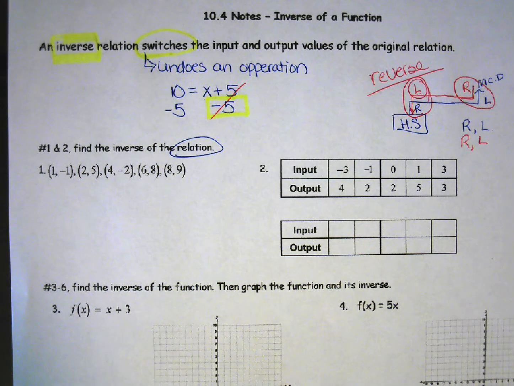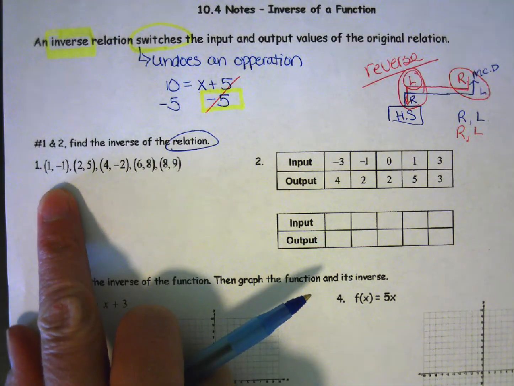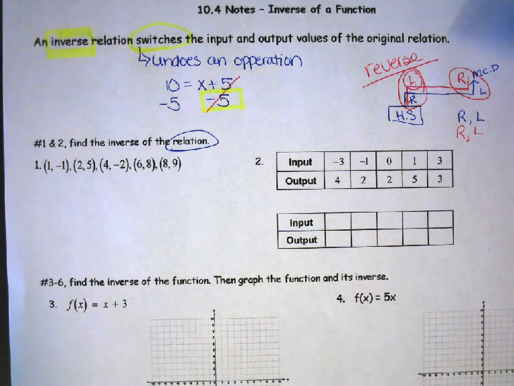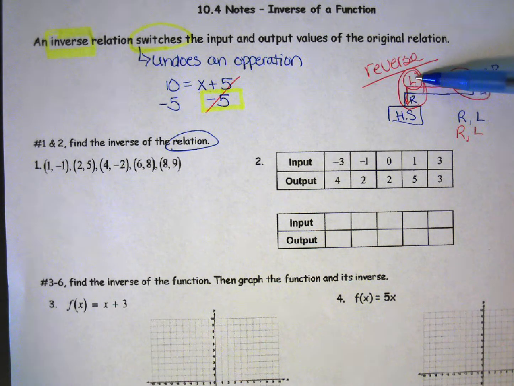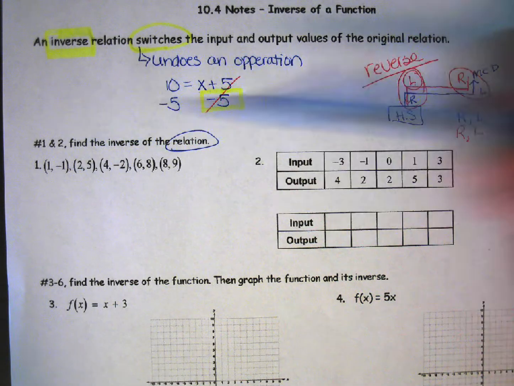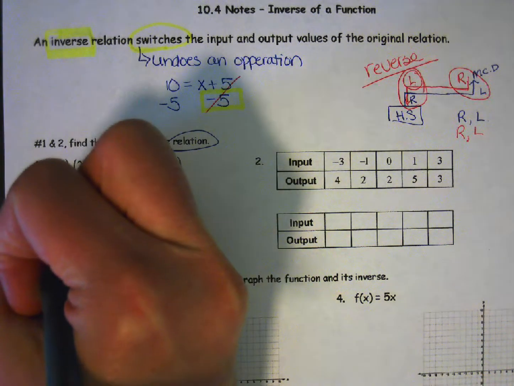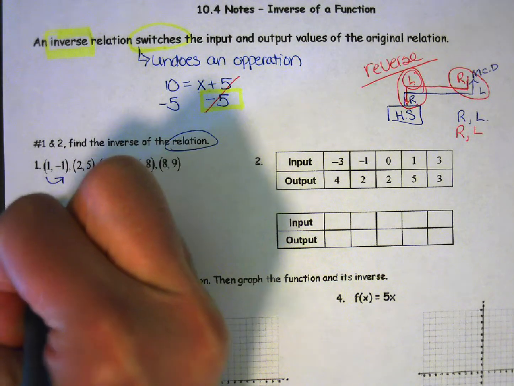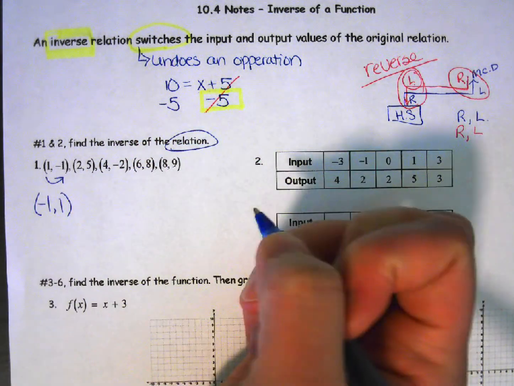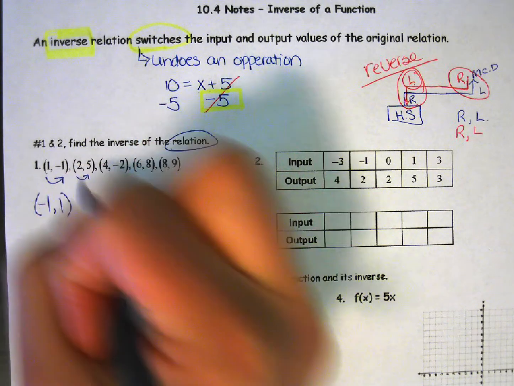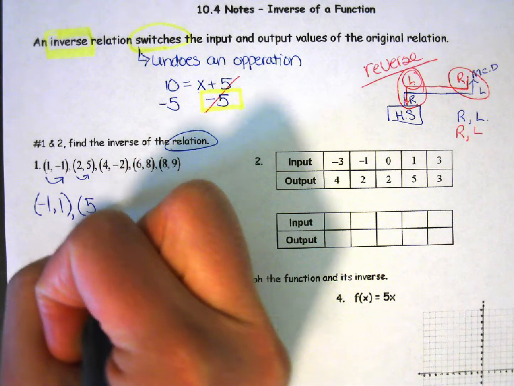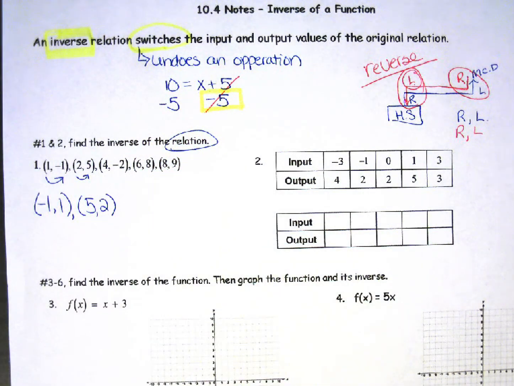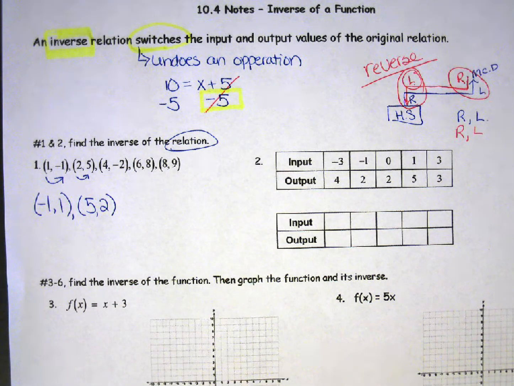Now, this type of problem is actually very easy. Kind of look up at the picture here. See how it was right and then left? All we have to do is reverse these. So we just have to literally reverse the ordered pair. So we say -1, 1. And then we reverse the second one, 5, 2. You just go through all the ordered pairs, and you just reverse them.